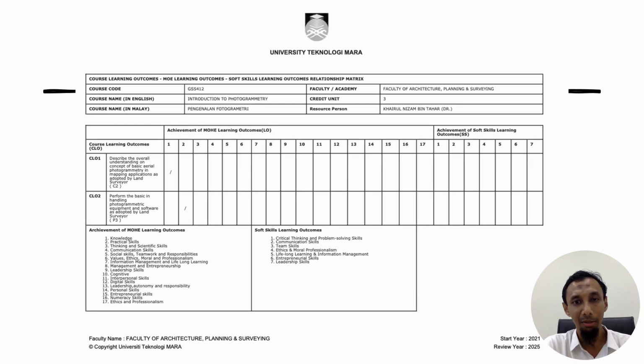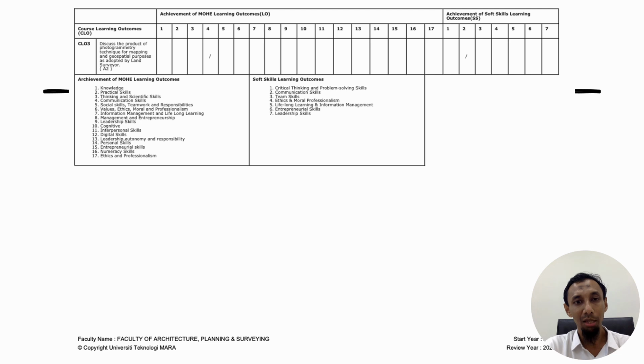Okay, so this is the mapping of CLO and PLO. We have 3 CLOs. CLO number 1, course outcome number 1, will cover knowledge. We will improve your knowledge on photogrammetry. CLO number 2, we will improve your practical skill via the lab sessions. And then CLO number 3, we will cover communication skills via your presentations. That's why we have the assessment presentations.